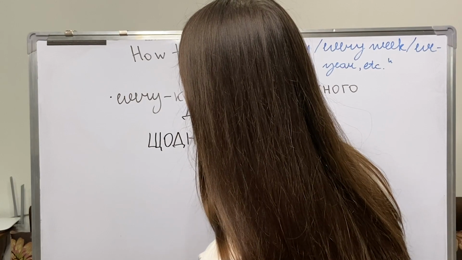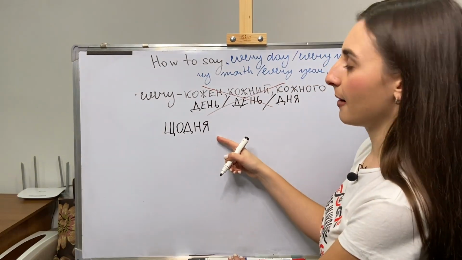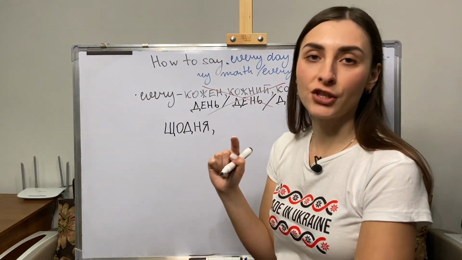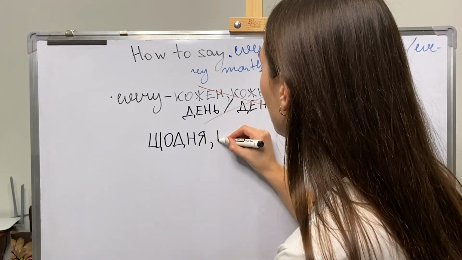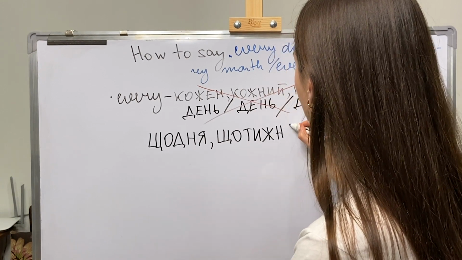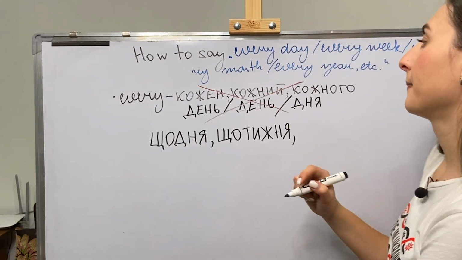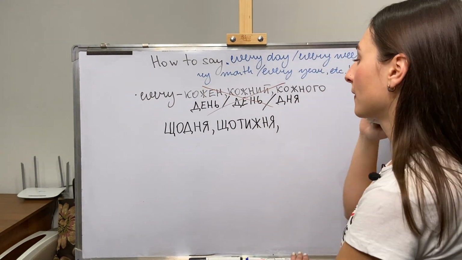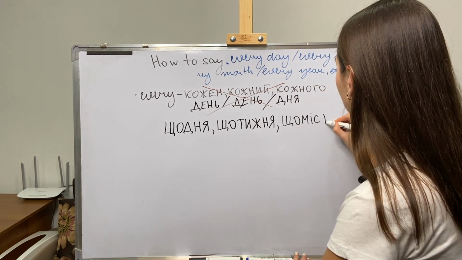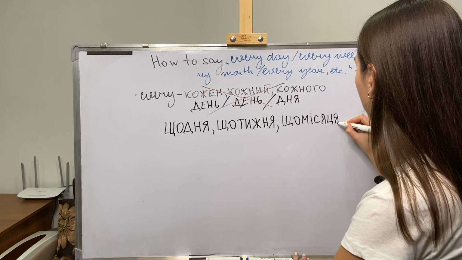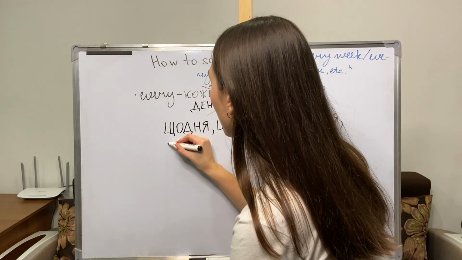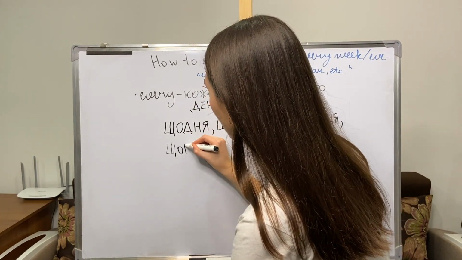Щодня, it means every day. Щодня, one word. Every week. The word week means тиждень, and every week means щотижня. Every month. Month means місяць. Щомісяця. Every year. The word year means рік. And every year is щороку.